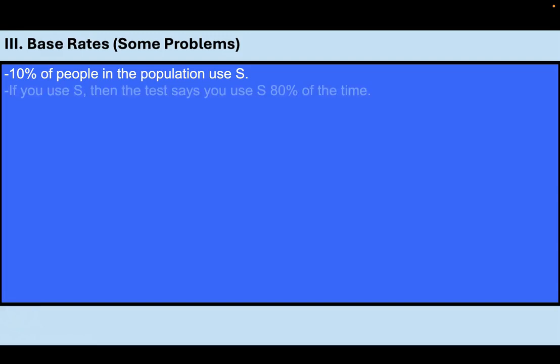So now we're going to add another level of complexity. The problem is going to be a little bit trickier. So here we're going to suppose that 10% of people in some population use a certain steroid. Let's say this is Olympic athletes or something.